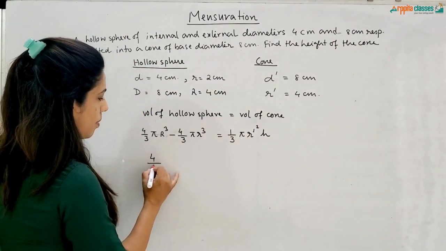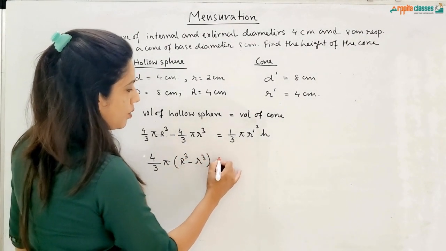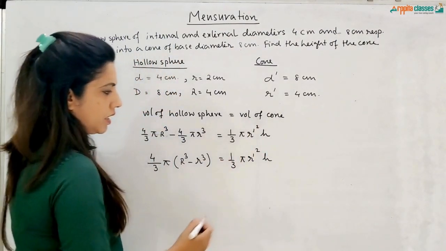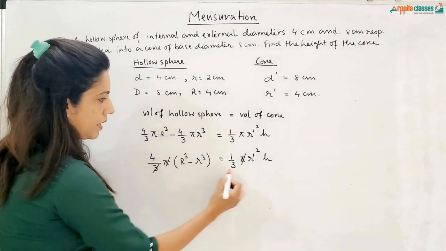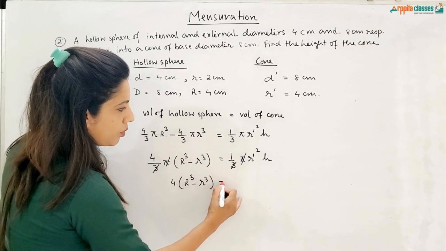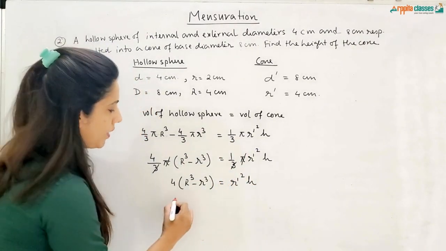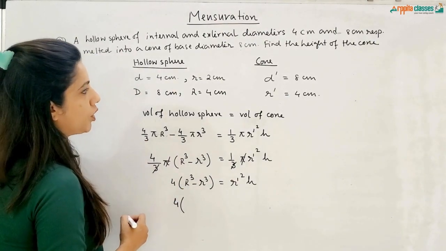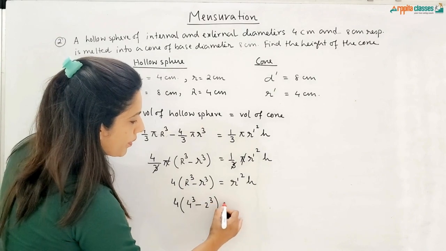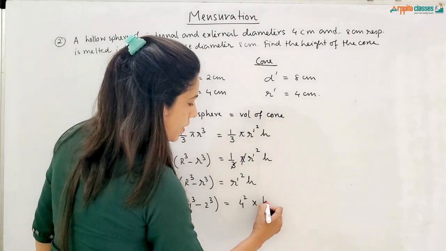Let us take common 4 by 3 pi. So it will be 4 by 3 pi times capital R cube minus small r cube equals 1 by 3 pi r dash square h. Let us cancel pi and pi, 3 and 3. So we get 4 into capital R cube minus small r cube is equal to r dash square into h. Now let us put the values. 4 into capital R cube is 4 cube, minus small r cube is 2 cube, equals R dash square, which is 4 square, into h.